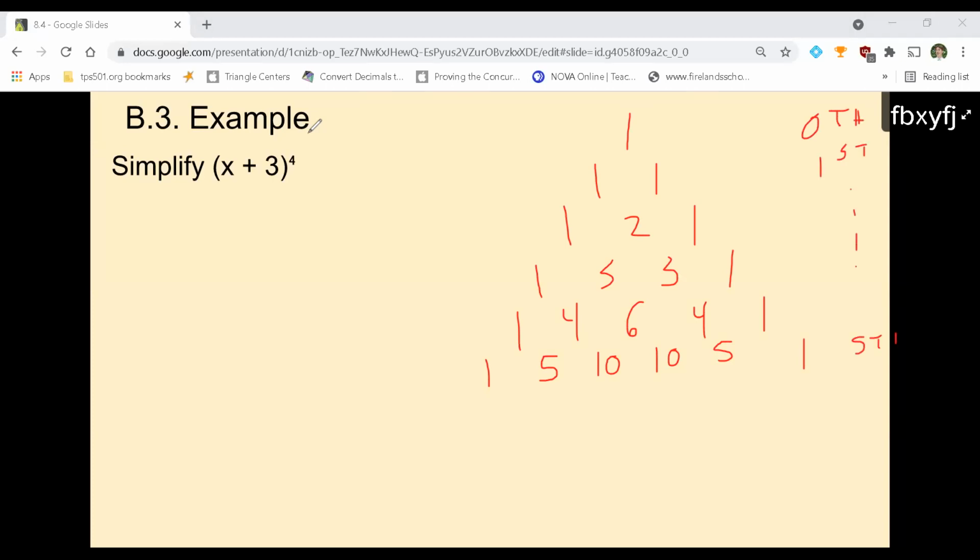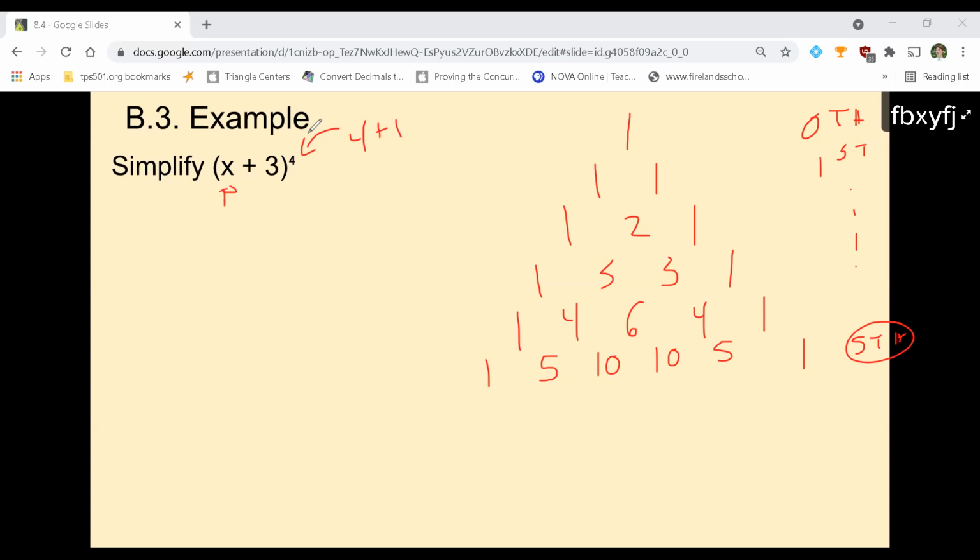Fifth. I want the 5th row, 4 plus 1. Okay, that gives me the coefficients for each of my terms. I will then write out my terms using another pattern. Ready to watch how this pattern works?